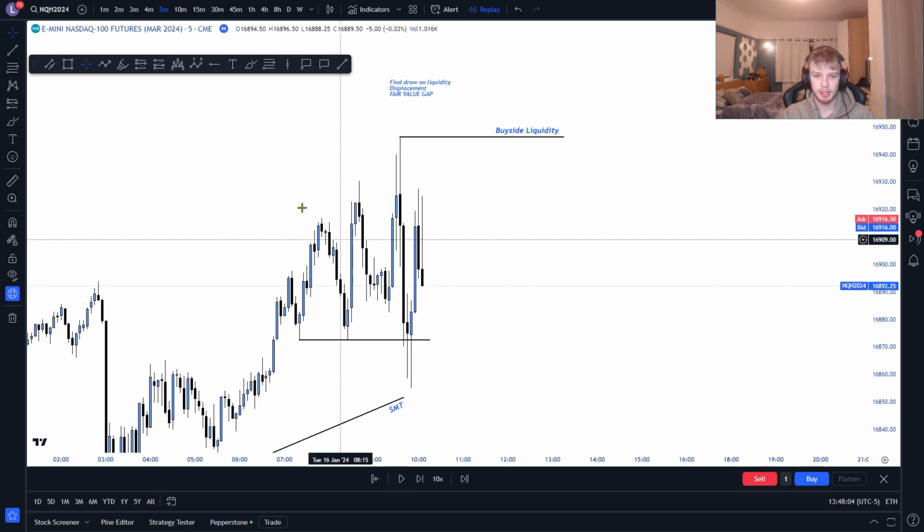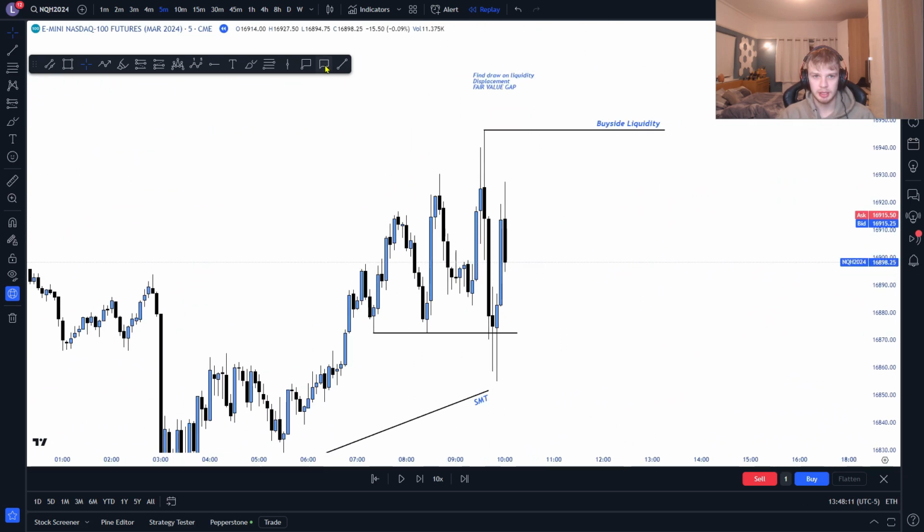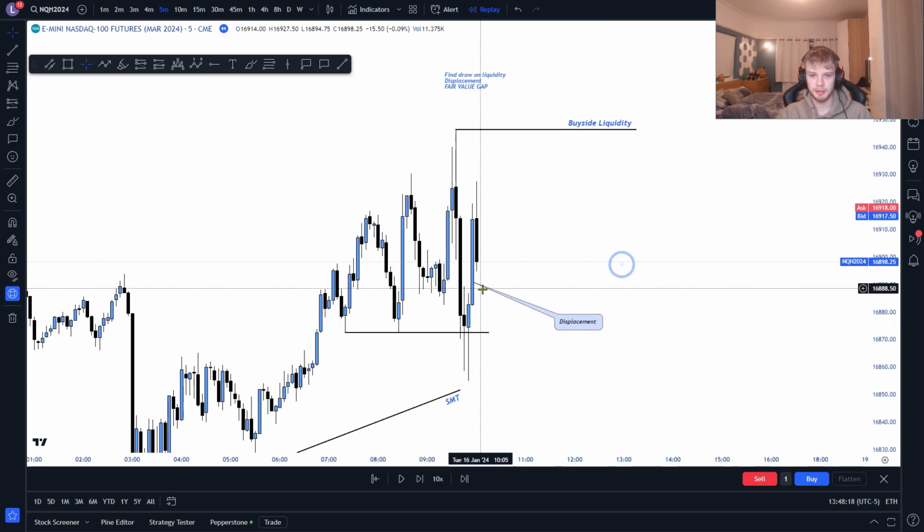So, if we play out this price action, what do we have happening? We have a nice big move up, okay? So this here would be our displacement. And if you look at the displacement, as well as a displacement, we've created a fair value gap.